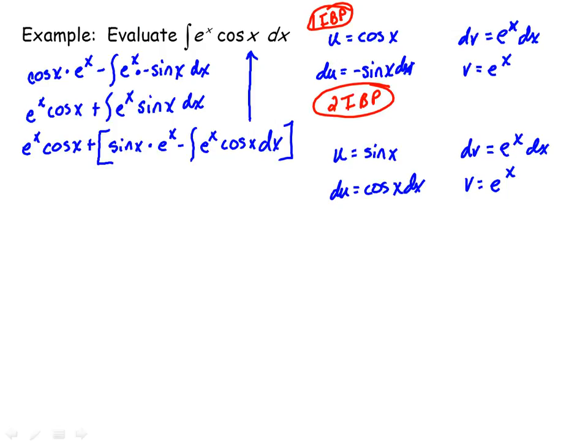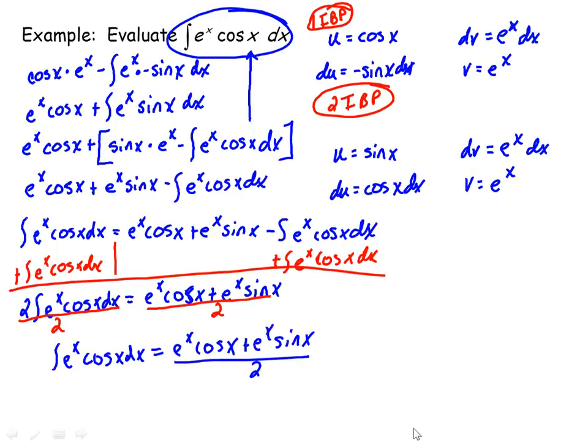All right. Let's clean this up just a little bit. So we'll have e to the x cos. Are you kidding me?